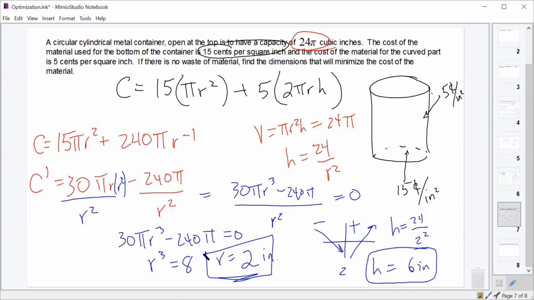Anybody have any issues, any questions on any of these problems so far? We're going to do one more, and then we'll be done with optimization. What happens to the r squared in the denominator at 30 pi r cubed minus 240 pi divided by that r squared? Yeah, no, I mean, nothing happens to it. We have to look at when the derivative is, this is our derivative, right? We have to look at when it's undefined. Okay. You're setting the numerator to 0. Okay. Yeah, and we looked at the denominator being 0. We said that'd be when r is 0, but r equals 0 doesn't make sense because then we don't have a cylinder. Okay. Yeah. Thank you.